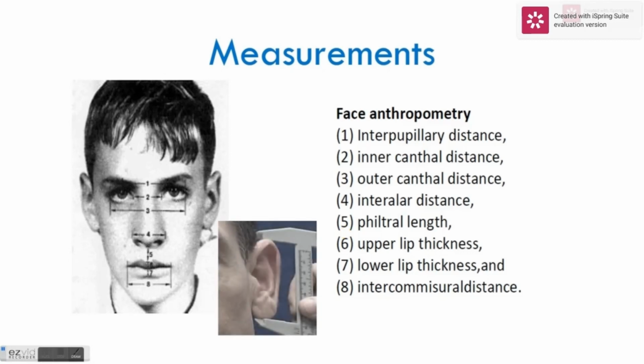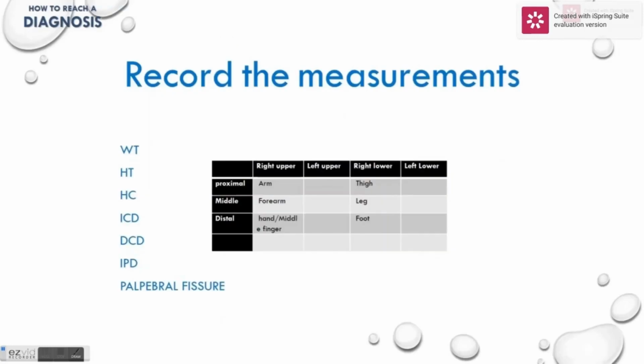And we can use calipers or tape for measurements. And then you record them. For example, for the upper limb and lower limb measurements that I told you, you can just make a table. Right upper arm, left upper arm, right lower limb, left lower limb, then you write proximal, middle, distal, and you put them in numbers. And also record the weight, height, head circumference, intercanthal distance, outer canthal distance, interpupillary distance, and palpebral fissure. Just record them in your notes.